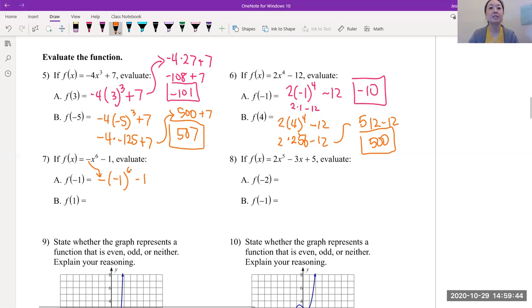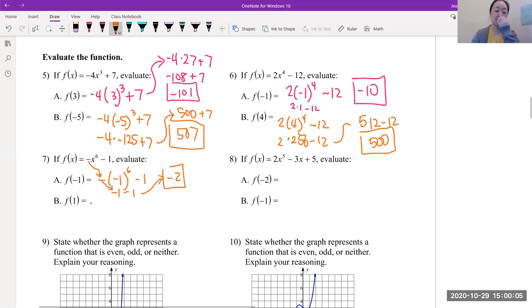So -1 to the 6th power, remember, that's going to be 6 negatives, which means it becomes positive. So that's actually a positive 1, and that negative is right up there. That just gets added on right there. So -1 minus 1, which is, I know people want to say 0, but it's not. It is equal to -2.